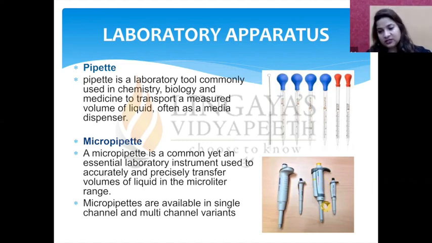Some of the pipettes come with a fixed volume. You cannot change the volume of the liquid that you have to transfer or dispense. But some of these micropipettes come with an adjustable range, for example from 10 to 100 microliters, so you can fix the amount that you need to dispense from the micropipette.